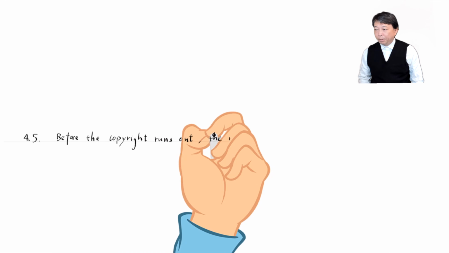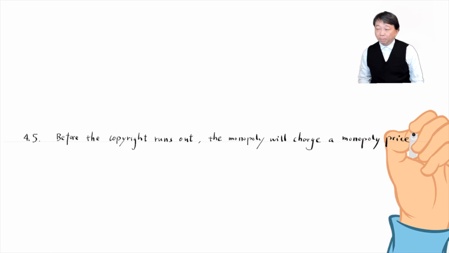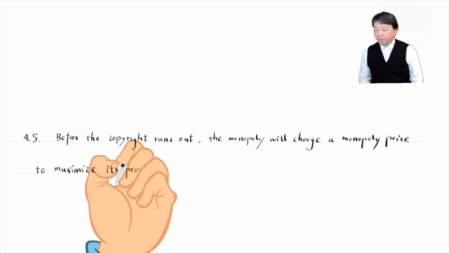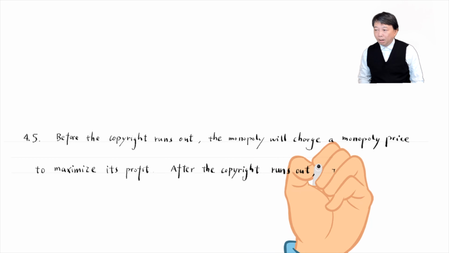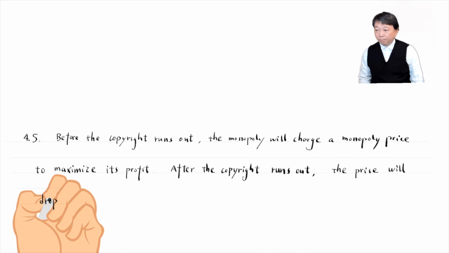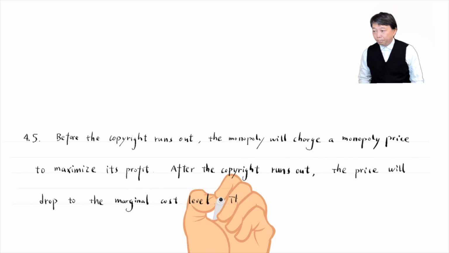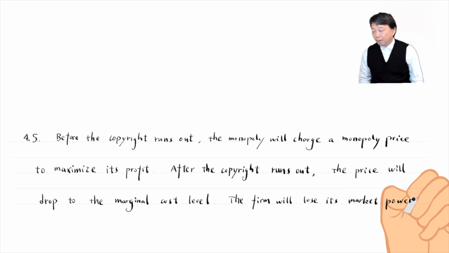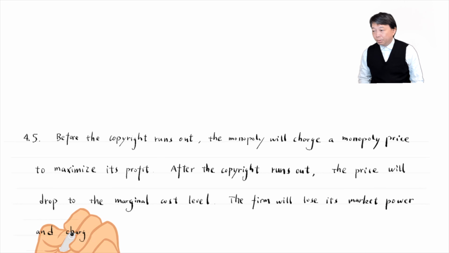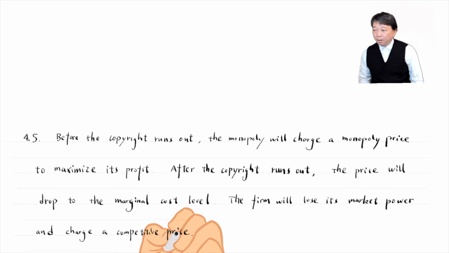Before the copyright runs out, the monopoly will charge a monopoly price to maximize its profit. After the copyright runs out, the price will drop to the marginal cost level. The firm will lose its market power and charge a competitive price.